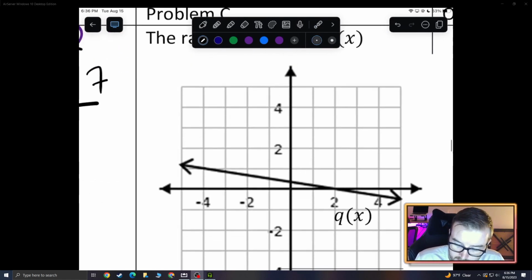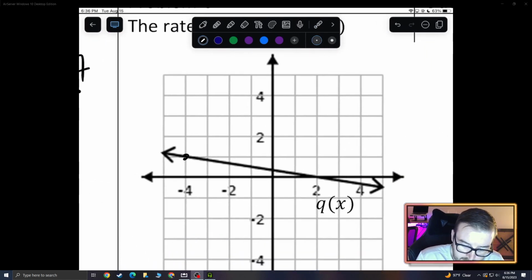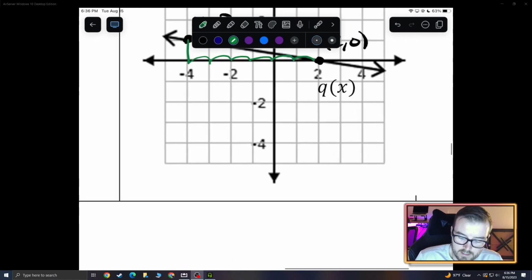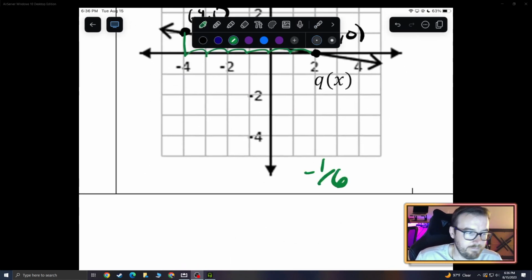And the slope is, pick a couple points that are obvious, like this one feels obvious to me here at -4, 1, and this one looks pretty obvious to me at 2, 0. So what are we doing? We're going down 1 and over 1, 2, 3, 4, 5, 6. The slope, -1/6.